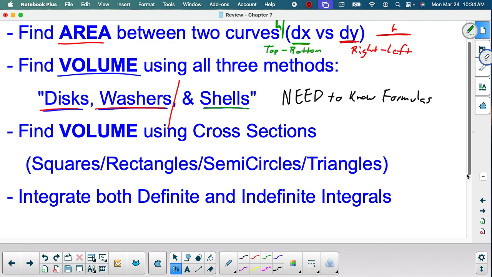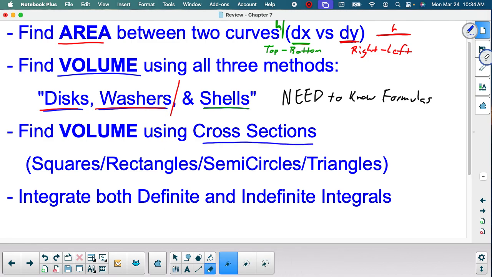The last thing is I need us to find volume of cross sections, what we just did yesterday, and that's what the bell ringer was all about. Again, I'm not rotating anything around an axis, but I'm using cross sections. And for your test, I'm going to be legit: can I do it with squares? Can I do the rectangles? Those are pretty easy. Semicircles are not bad.